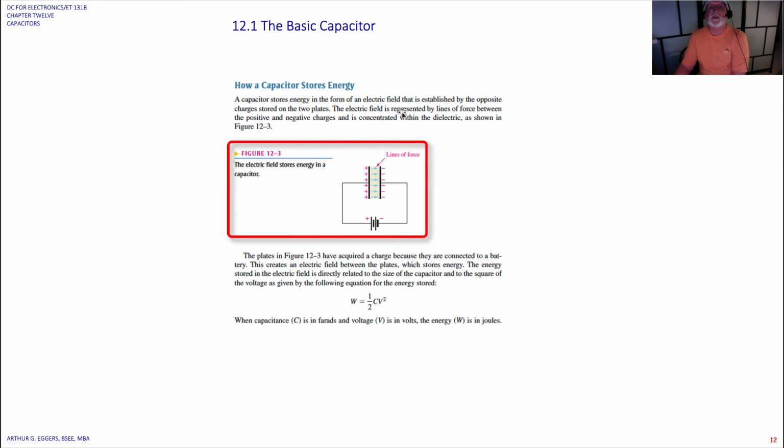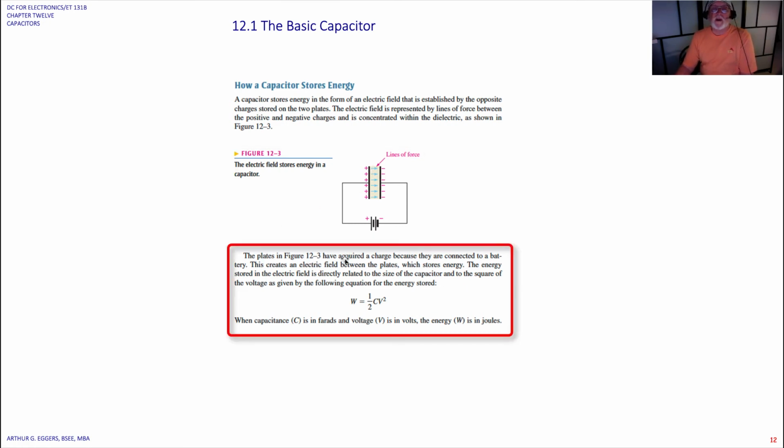The electric field then is represented by lines of force between the positive and negative charges and is concentrated within the dielectric. And we're going to learn a little bit later what kinds of things form dielectrics. Dielectrics are specifically made not to have current flow. So the plates in the diagram have acquired a charge because they are connected to a battery. This creates an electric field then between the plates, which stores the energy.